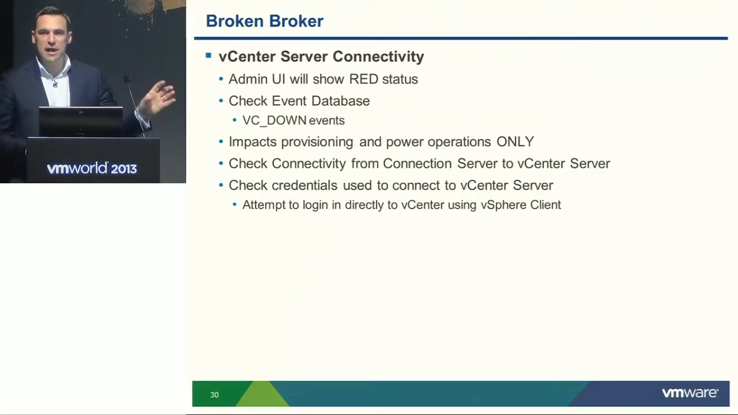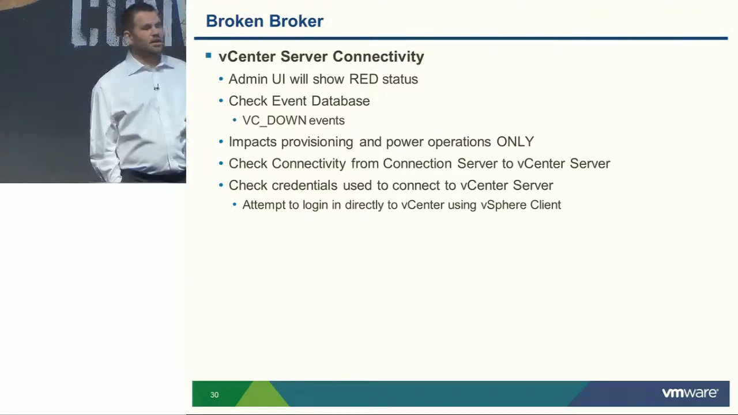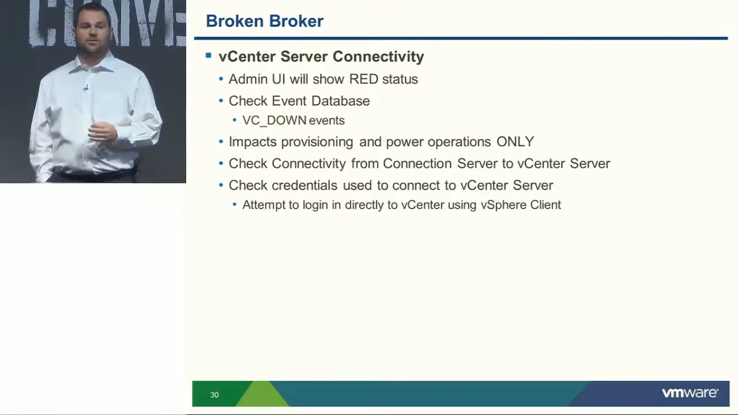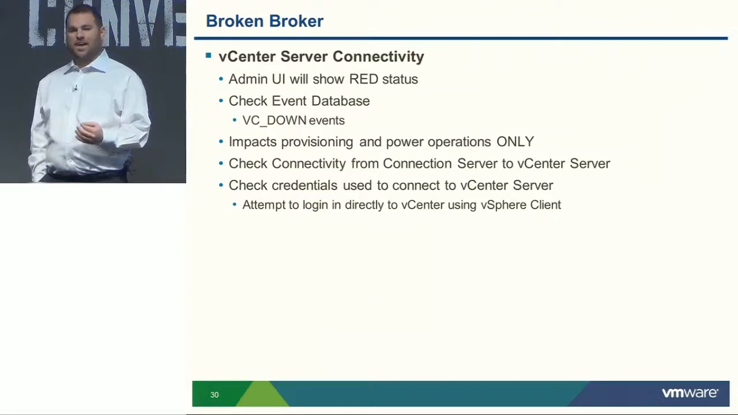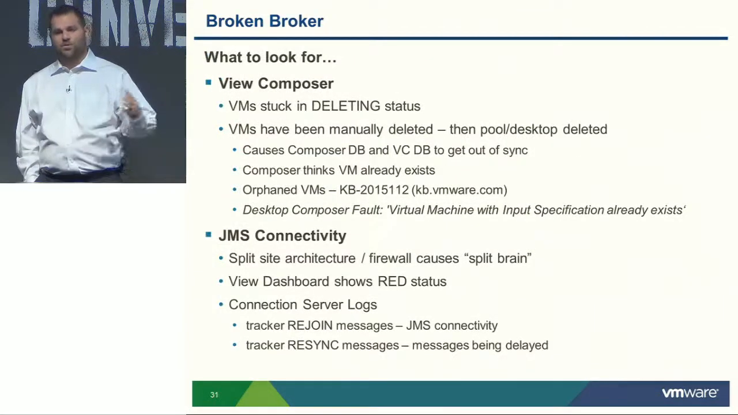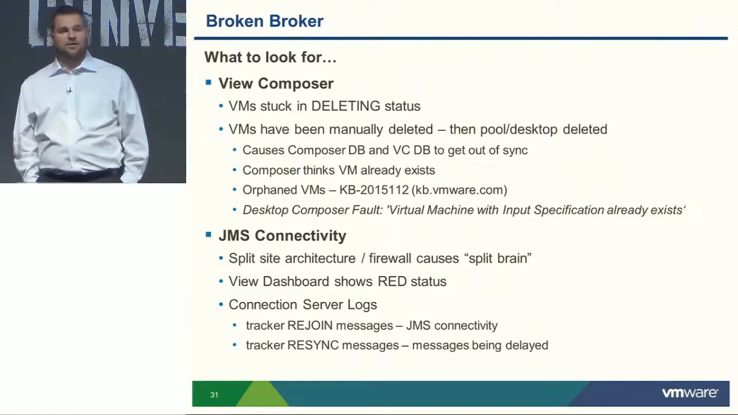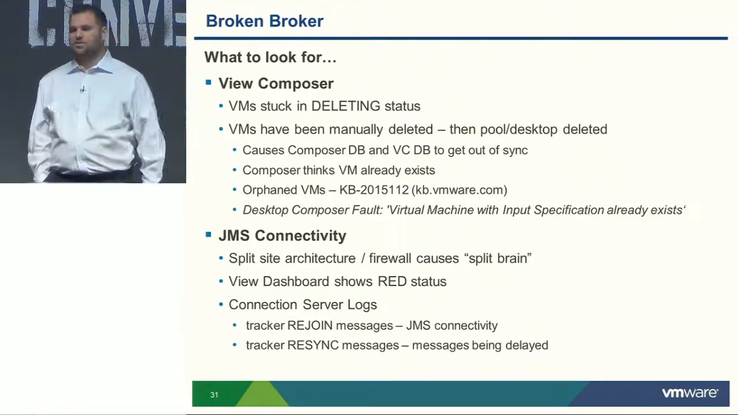Now within the event database, you'll see these VC down events. Okay, and obviously in the admin UI, you'll see that red status. We have some resiliency towards this, much more in the latest versions of View than in older versions, with the use of caching. But this is a problem that can occur with the communication. If it goes down, that will cause issues. But you probably won't see it as much in the most recent versions, but it still can happen if you have any sort of communication issues.